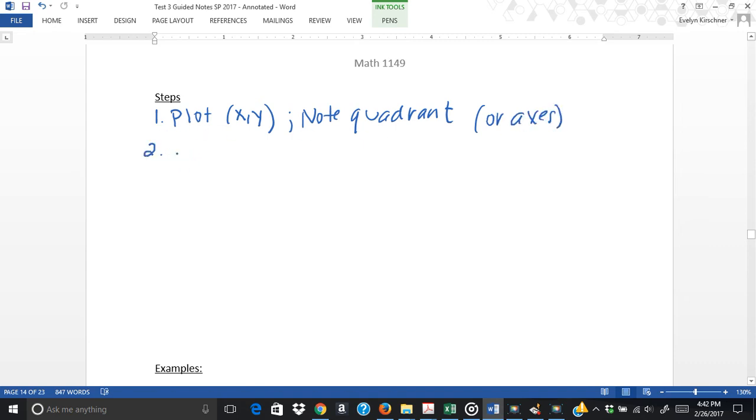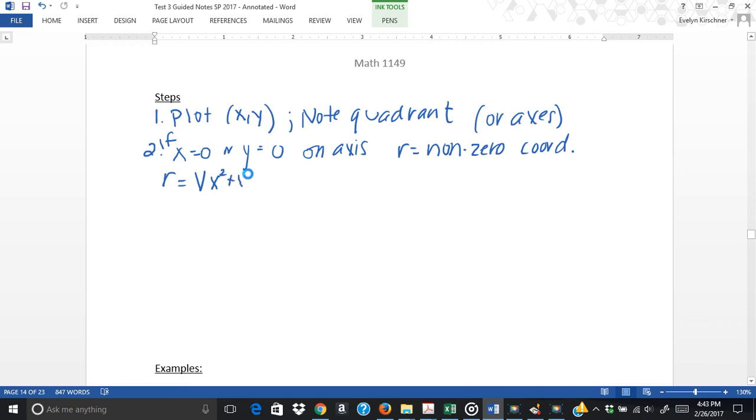Then the second thing you're going to do, note if x is 0 or y is 0, I know that it's on an axis, and I can find r is going to equal the non-zero coordinate. Otherwise, I know that r is going to equal the square root of x squared plus y squared from the Pythagorean theorem.